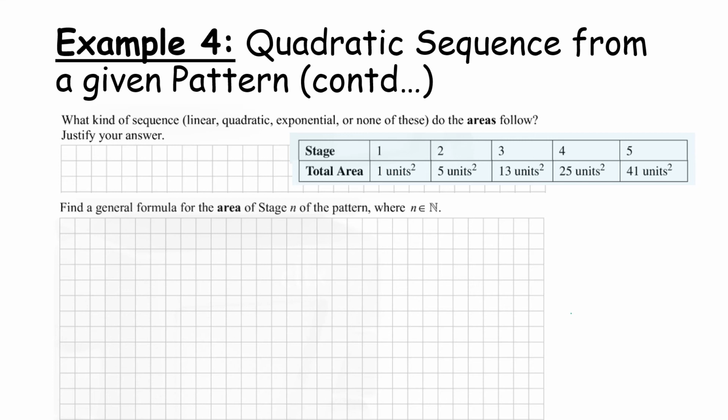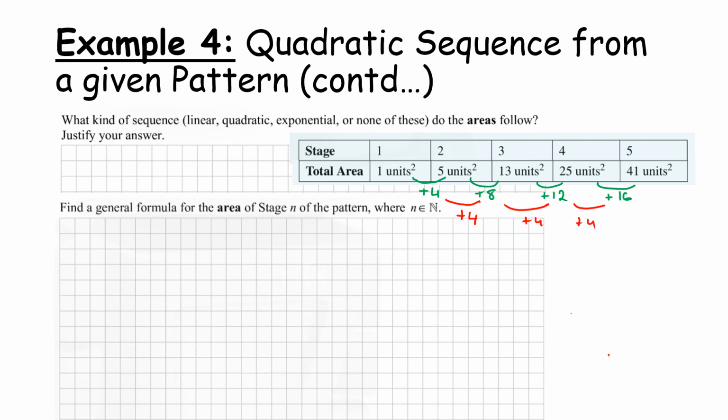So we're going to look at our first differences like we always do. So plus 4, plus 8, plus 12, plus 16. It's definitely not linear, so then we ask, is it quadratic? So I add 4, I add 4, and I add 4.